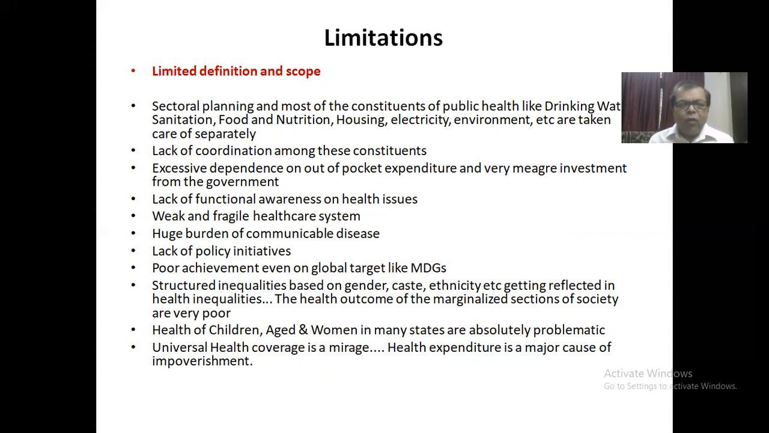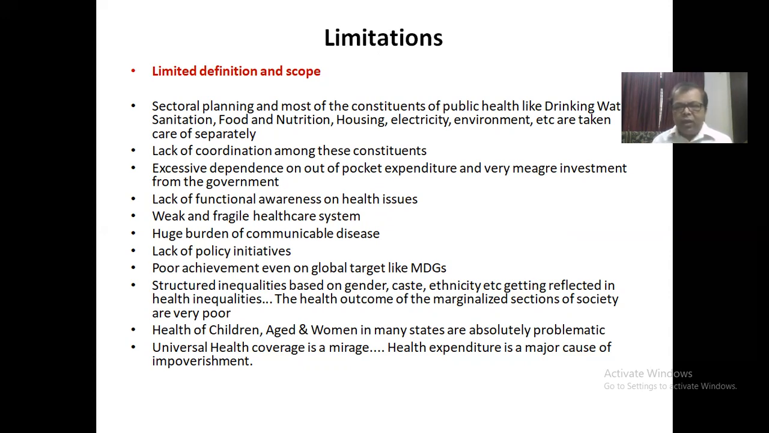Then lack of functional awareness on health issues. If we talk about primary health care, then WHO guidelines also talk about providing health education. And this is one of the very important components of public health, to provide health awareness and education. But unfortunately, this component is having very limited performance in India. Then weak and fragile healthcare system. Even the healthcare system that we have is not very strengthened.